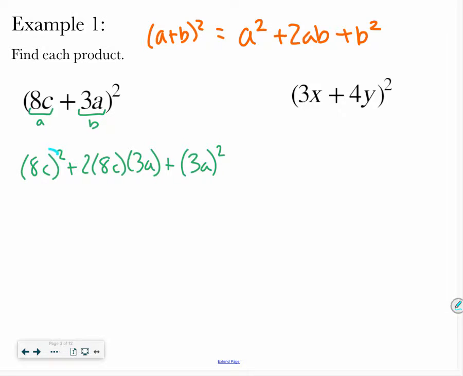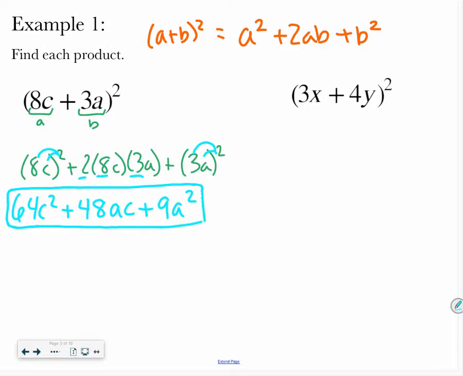So 8c squared, remember this 2 gets distributed to both the number and the variable, so that becomes 64c squared plus, and then for whole numbers I have 2 times 8 times 3, which brings me to 48, and then I have a times c for variables plus, remember, distribute to both the number and the variable, I have 9a squared. Okay. For this, I'm not as concerned about you having it in alphabetical order, okay? So that's how you would do that problem.